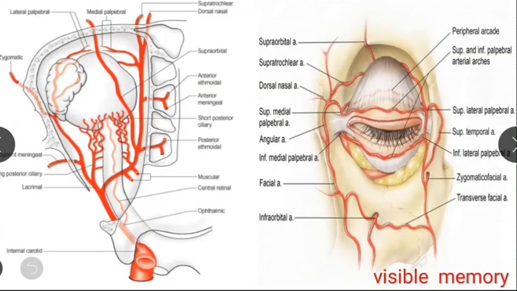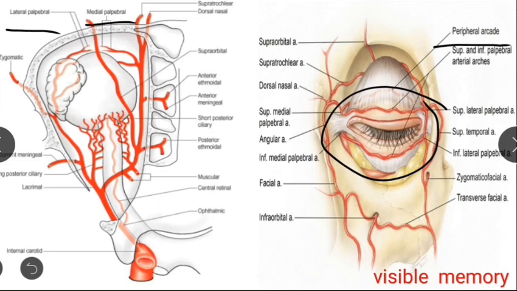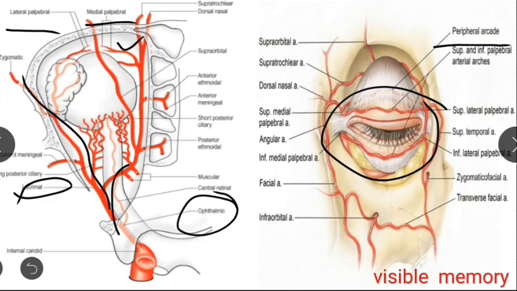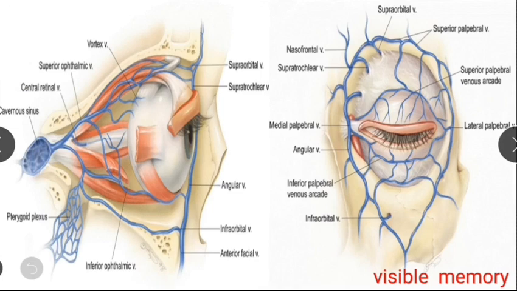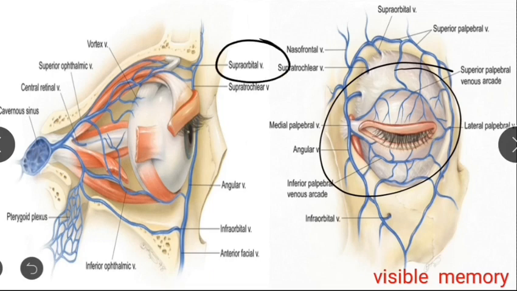The posterior conjunctival vessels arise from the peripheral arcade, and the peripheral arcade is formed by the lateral palpebral and medial palpebral branches, which are branches of the lacrimal artery and the ophthalmic artery. The venous drainage is into the venous plexus of the eyelid, and finally into the supraorbital vein and infraorbital vein, and the anterior part of the conjunctival vessels drain into the anterior ciliary vein.